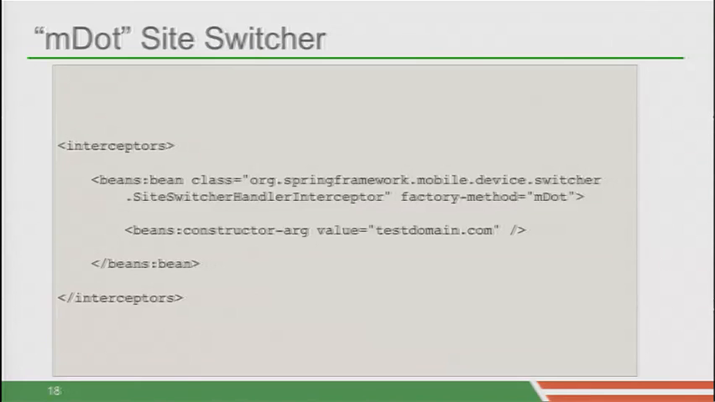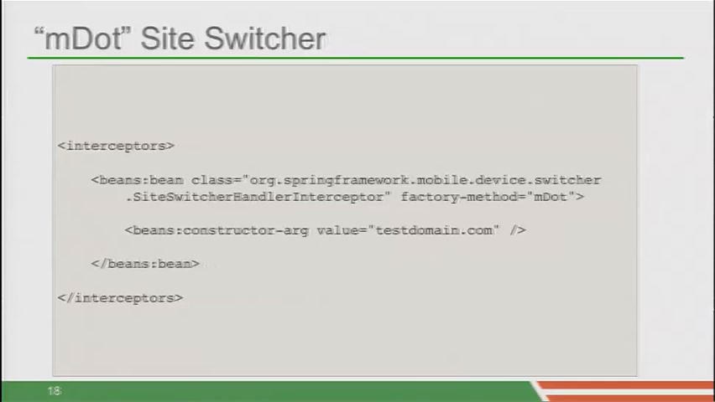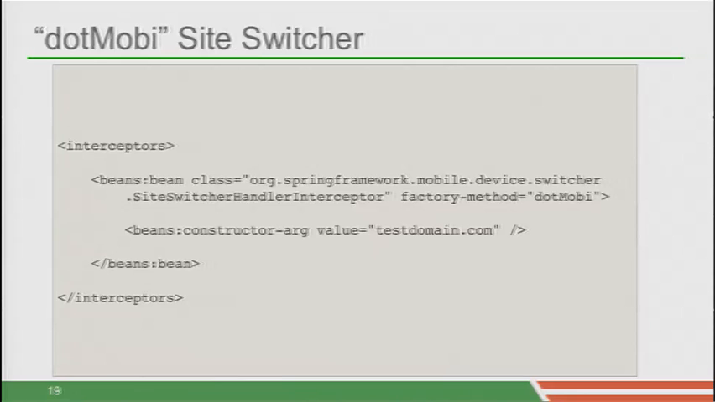The URL path option, however, because it's not a binary choice, you can actually support an infinite number of configuration options. So, in fact, you could support a tablet path option for tablet users as well. Very good. So the .mobi configuration is a very simple change. You can see that the factory method simply changes from mDot to .mobi. Otherwise, you still need to pass it the same URL as a constructor arg.